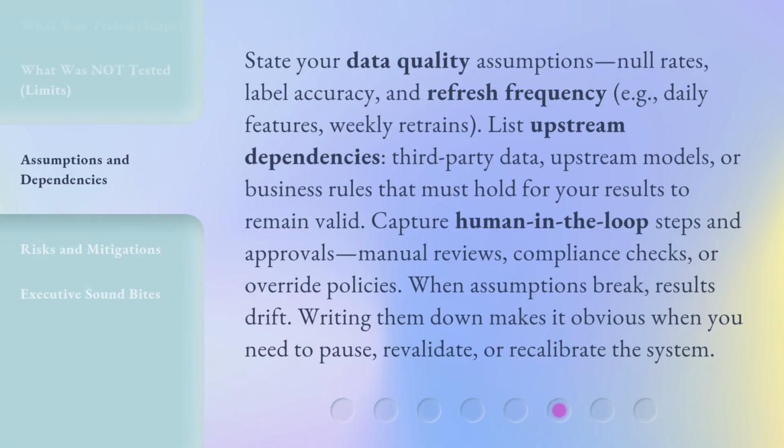State your data quality assumptions: null rates, label accuracy, and refresh frequency, e.g., daily features, weekly retrains. List upstream dependencies, third-party data, upstream models, or business rules that must hold for your results to remain valid. Capture human-in-the-loop steps and approvals: manual reviews, compliance checks, or override policies. When assumptions break, results drift. Writing them down makes it obvious when you need to pause, revalidate, or recalibrate the system.